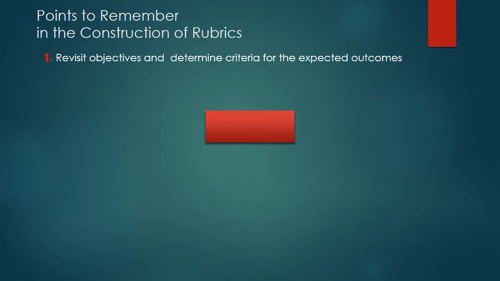The first one is to revisit the objectives and determine criteria for the expected outcome. You have to consider what kind of performance or output you are going to judge or rate, for it to be parallel to the scores and standards that you will set beforehand. Have you ever wondered why the invitations for judges always include the nature of the contest itself? This is the reason why.